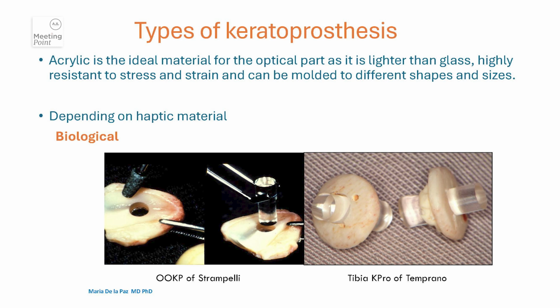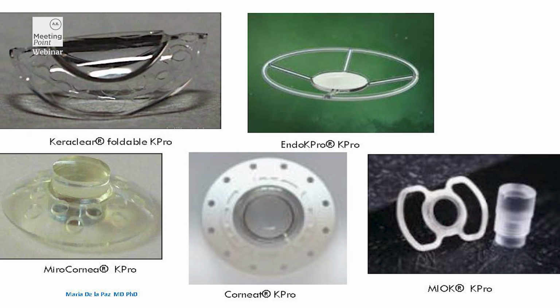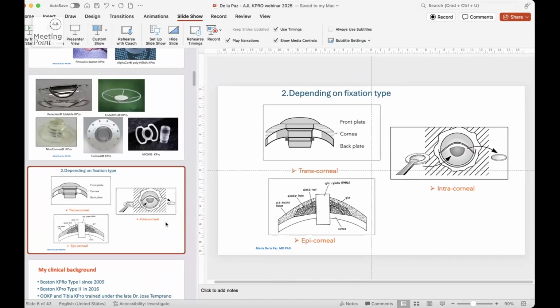It could be biological, it could be autologous, Osteo-Odonto-Keratoprosthesis using canine tooth. It could be with tibia. It could also be, aside from being biological, it could be biocompatible, just like the very known Boston KPro, Cardona's KPro, Pintucci's Dacron KPro, the Alpha Core, the Keraclear, the Endo KPro, which is also a product of AJL, the microcornea, the cornete, or the Mio keratoprosthesis, which have been implanted in different parts of the world. As I've said, you can study your keratoprosthesis depending on the material.